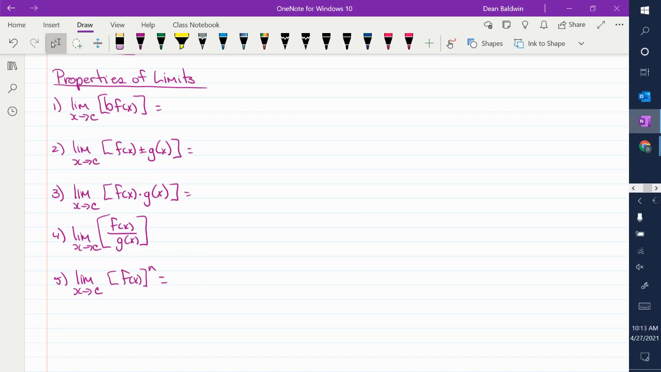Okay. So b is a constant. If you have a constant in your limit, you can pull constants outside. So you can rewrite it as b times the limit as x goes to c of your function. So what would that look like? A simple example would be this.